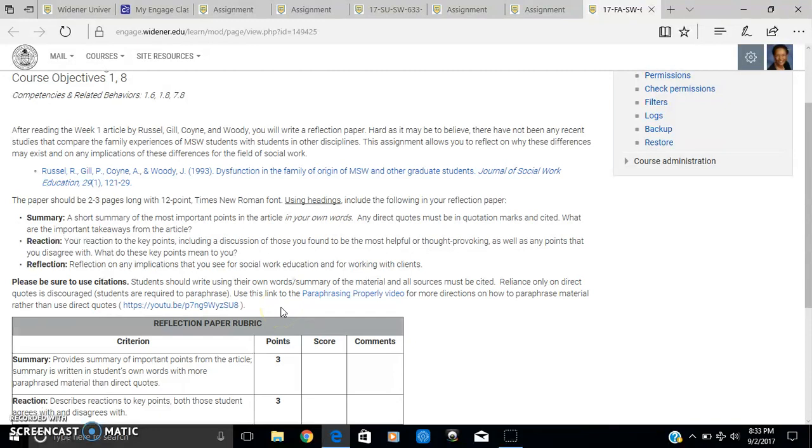So if you use direct quotes, make sure they are in quotations and the citation is there, including the page number. If you note a reference in the body of your paper, make sure the citation is in the reference section, and vice versa. If you list something in the reference section, make sure it has been used in the body of the paper, and here is the rubric.